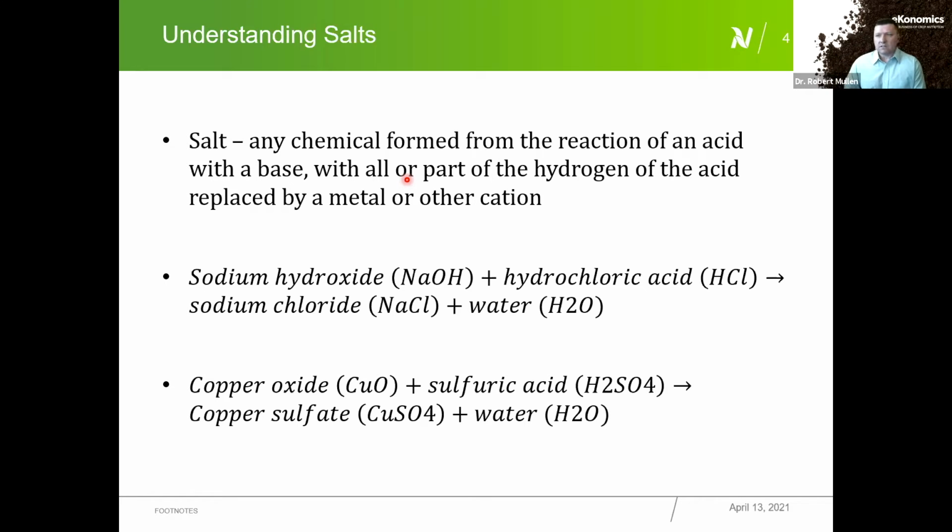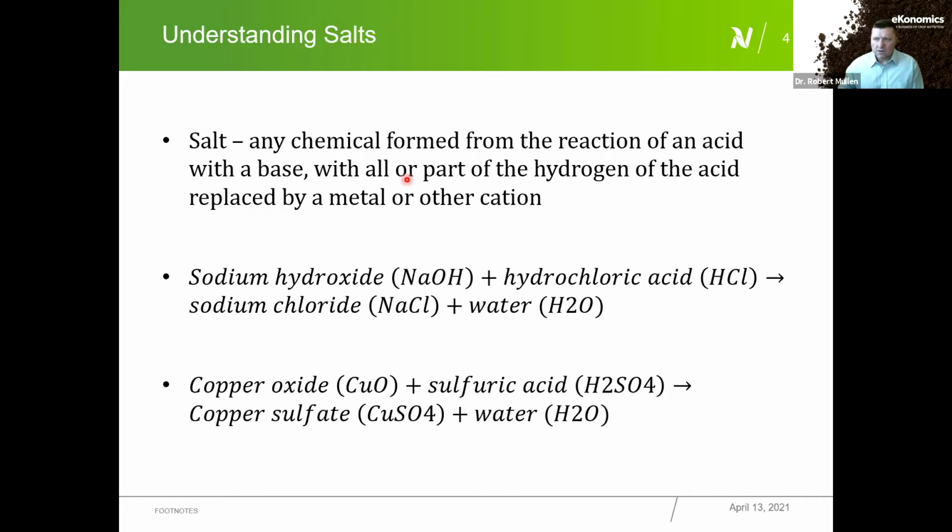That's a very specific salt. Okay, so a salt is technically any chemical that's formed from the reaction of an acid with a base, with all or part of the hydrogen of the acid replaced. You can still have some hydrogens that cling on there. Phosphate is the best illustration of that. But that acid is connected to a metal or some other cation.